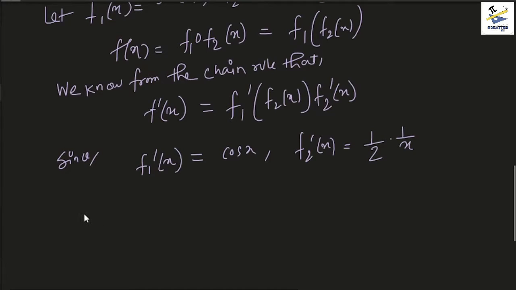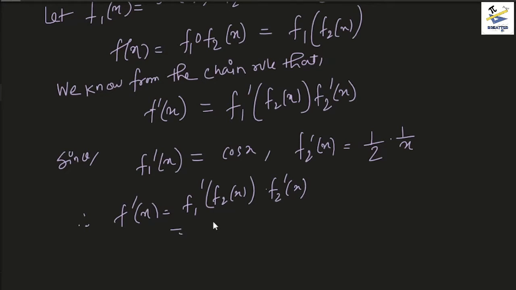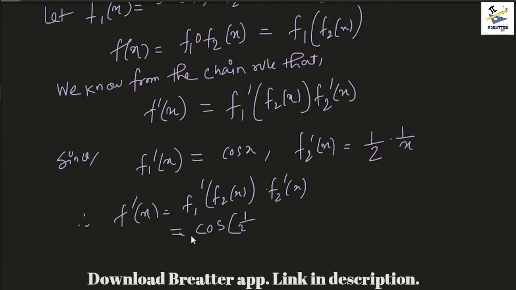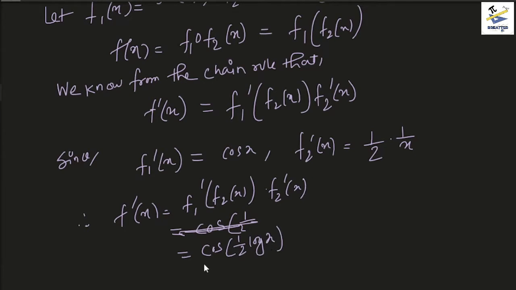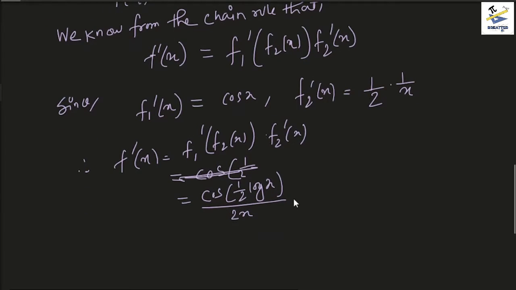Therefore f dashed x should be f1 prime of f2 x into f2 prime x, right? This would give me cosine of, actually it's f2 x, so not this. So cosine of half log x by 2x. This would be your answer for the derivative.